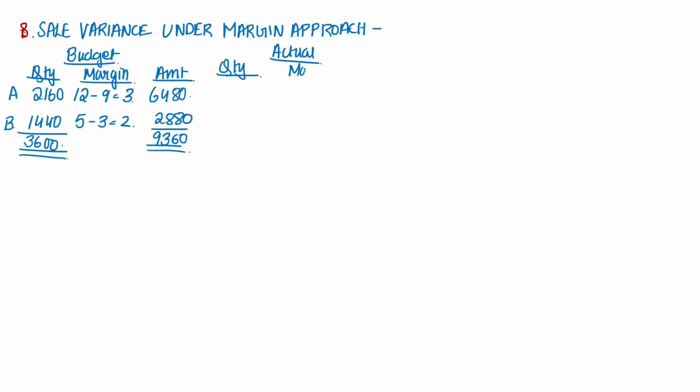Actual quantity, actual margin, and the amount. Actual quantity is 2240 and 960. Total 3200. What is actual margin? No, it's not 11 minus 8. It is 11, actual selling price.